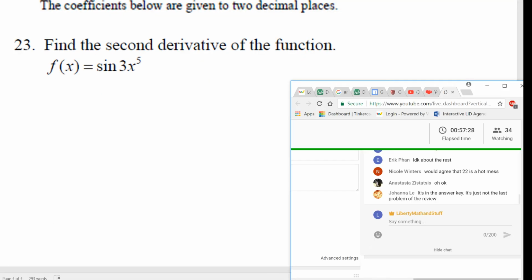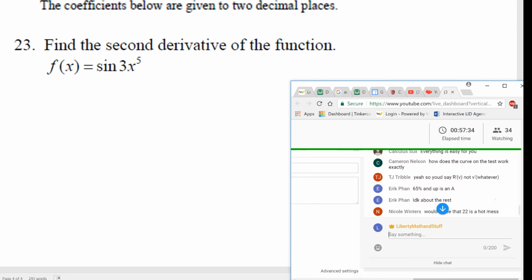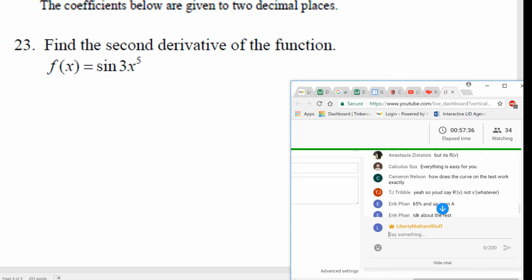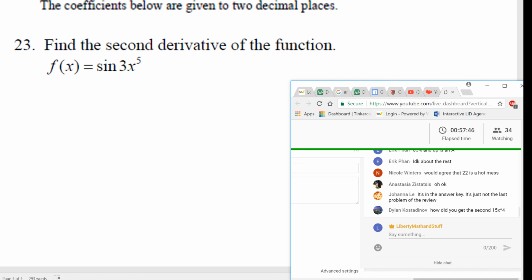All right, let's see how I'm doing on my questions. Degree 22 is a hot mess, yeah? 65% and up is an A, yes. And like 55% and up is a B. It's probably more like 70% and up is an A, because these are out of 4, so people are going to do quite a bit better.